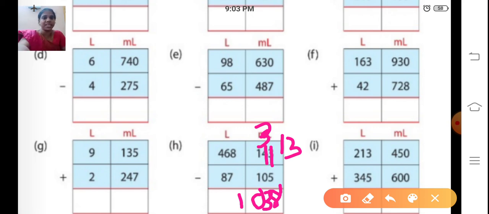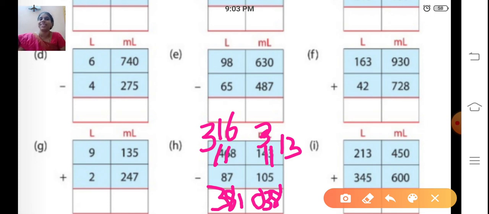Can you subtract 6 minus 8? Not possible, so again borrow. This will become 3 and this will become 16. 16 minus 8, after 8, 9, 10, 11, 12, 13, 14, 15, 16, 8. So next, this 3, bring it down. So the answer is 381 liters 38 milliliters. You know how to subtract? Normal subtraction. First we'll subtract the milliliters, then we'll move on to the liters. Clear, children?